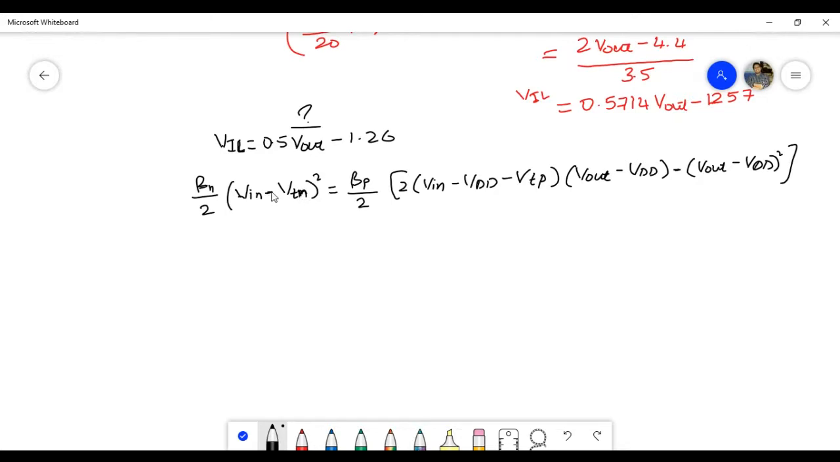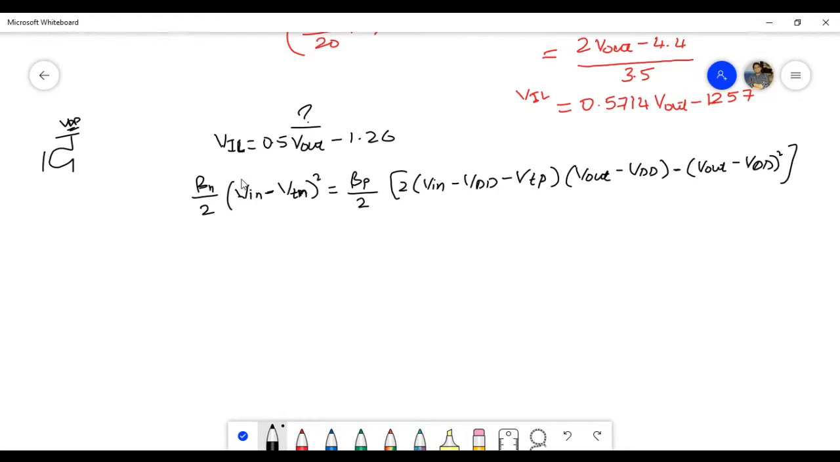So V in minus V Tn whole square, beta n by 2, for the n transistor. Next part is V in minus VDD, okay. When there is the input voltage, there is the involvement of VDD and VTP also for the P transistor. For the N transistor, there is no VDD. For the P transistor, there is VDD here, minus V out minus VDD. Okay. So now we got the relation.